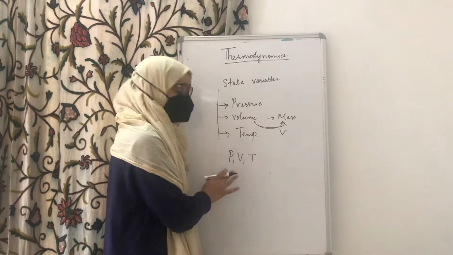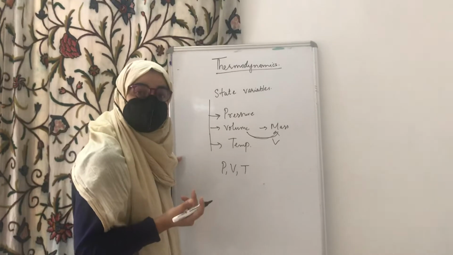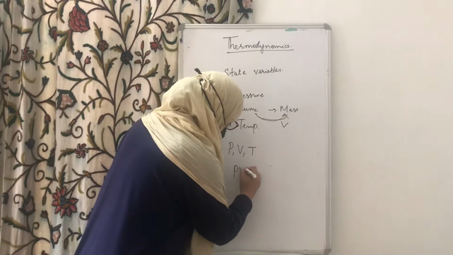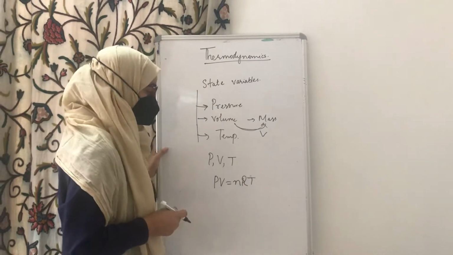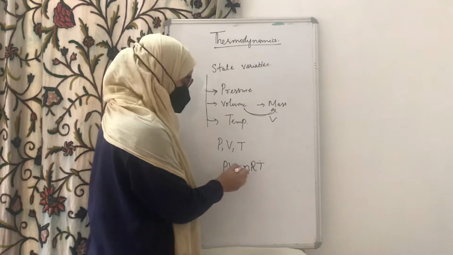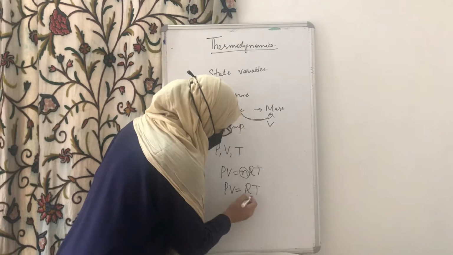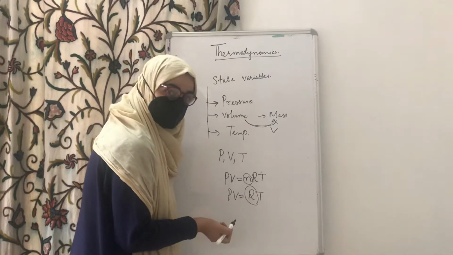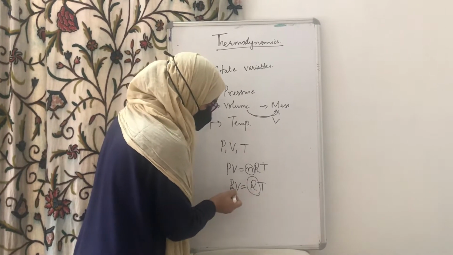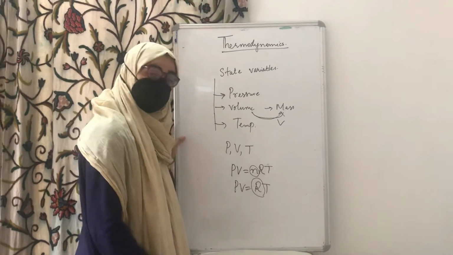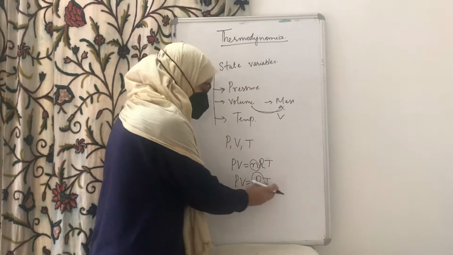Now, if we take an ideal gas, what's the ideal gas equation? PV is equal to nRT. In this ideal gas equation, if we take 1 mole, so n will be 1, PV will be equal to RT. We know the value of R, right? R is constant, the gas constant. If we know the value of R and the value of PV, we can easily calculate T, which means for an ideal gas, if we know the value of two variables, the third variable can easily be calculated.